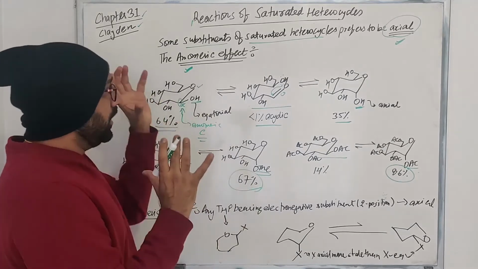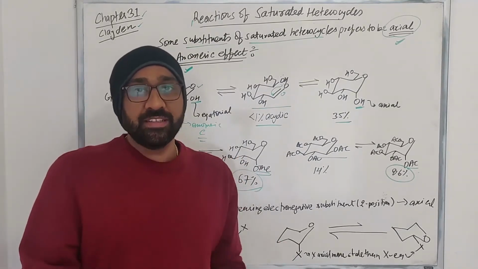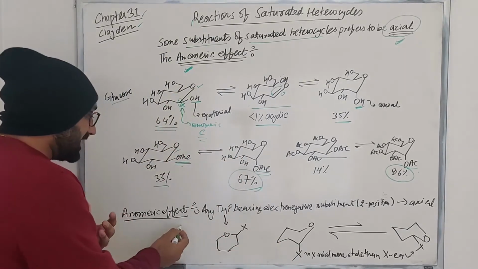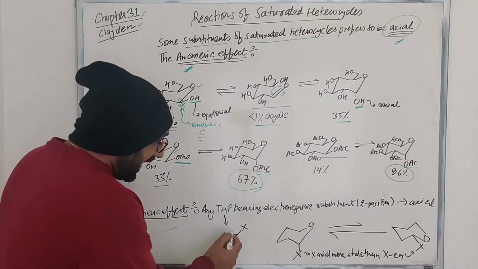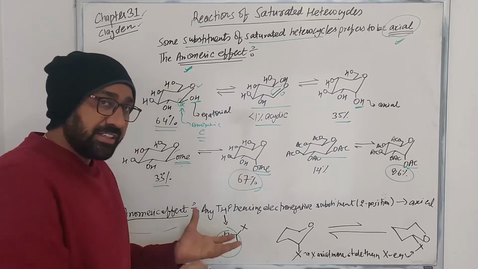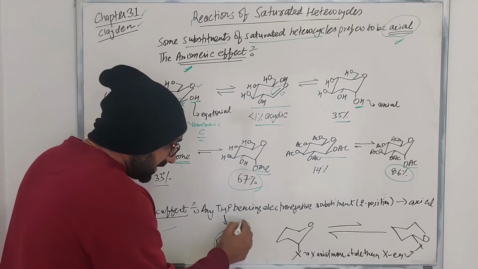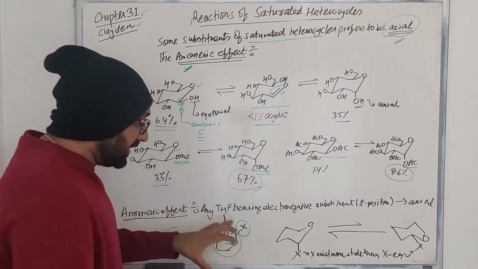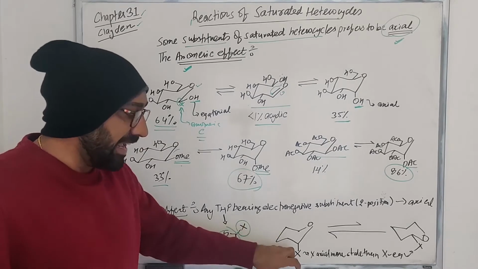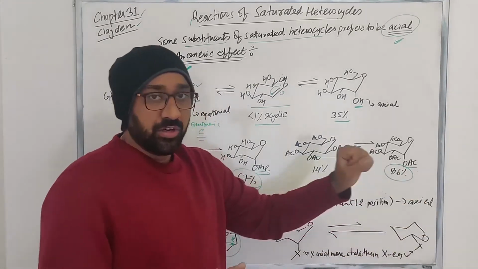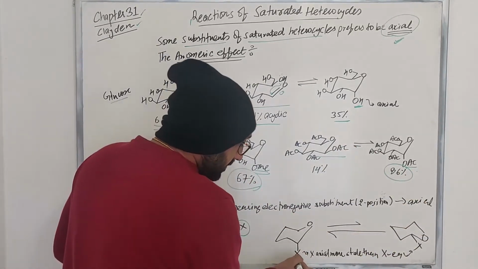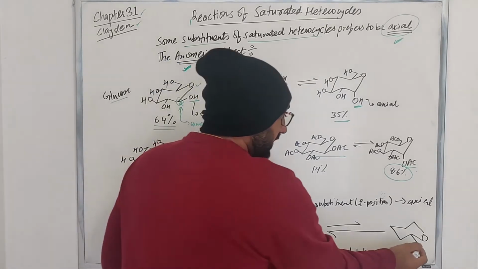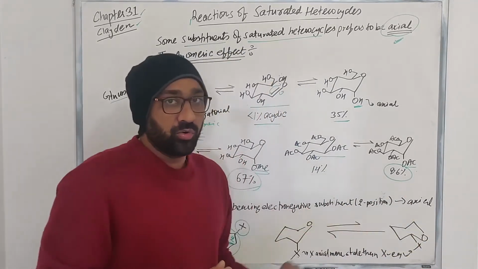So if I have to define the anomeric effect, I can say that in a tetrahydropyran system, if I have a substituent at position number 2, this substituent prefers to be at the axial position rather than the equatorial position, because substitution at the axial position is more stable than the substitution at the equatorial position.